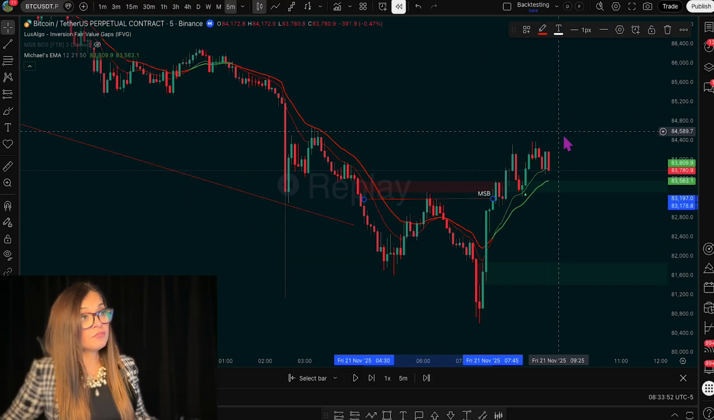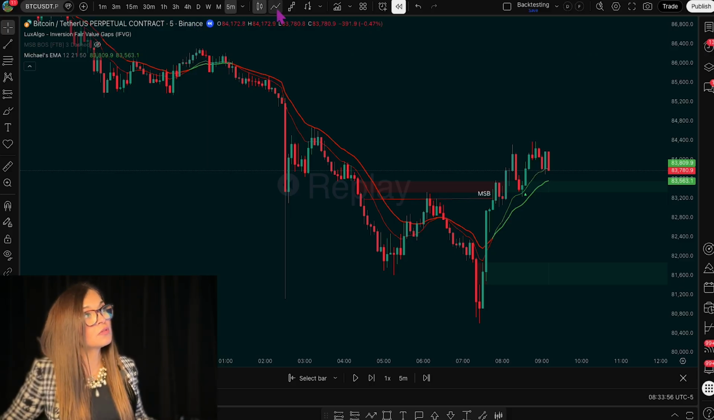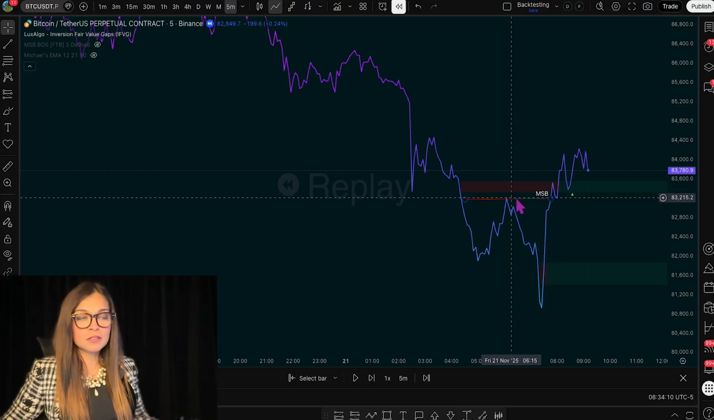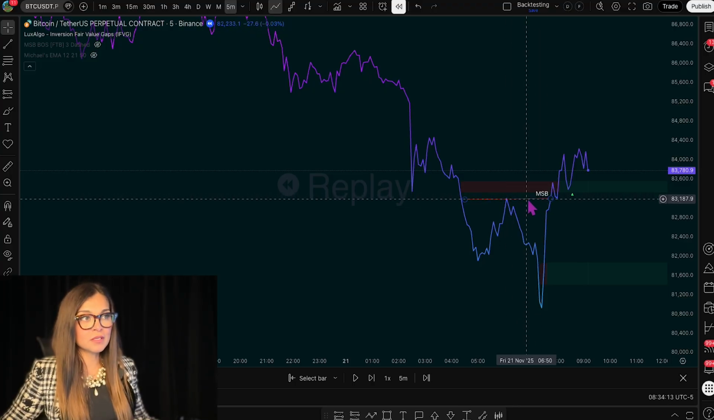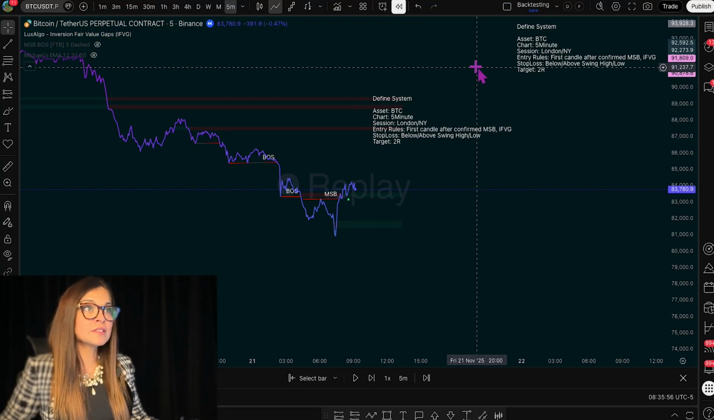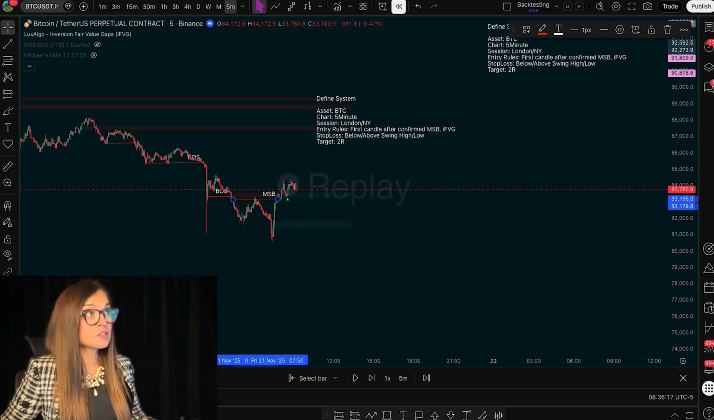Another way, if you want to see this even clearer, is that you go to the line chart. A lot of people don't use the line chart. Here you can clearly see where the market structure break happened. It happened right here. So rule number one: first candle after a confirmed MSB. Let's go back to the candle chart.